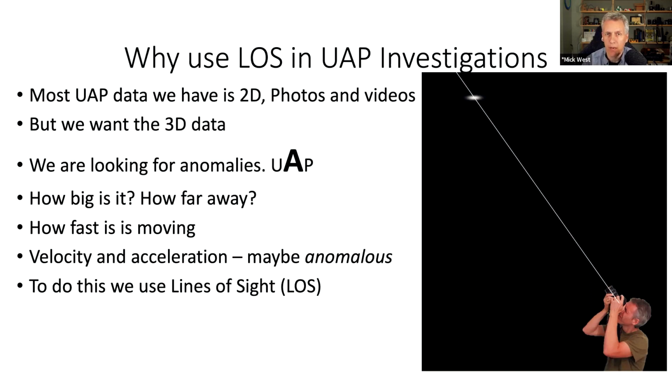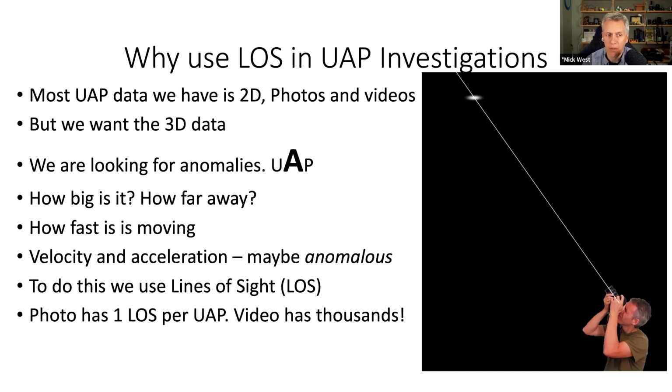And line of sight we get from video and from photos. A photo only has one line of sight. You can see in my little example here with me down in the corner, looking up at a UAP in the sky. There's only one line of sight. But a video would have thousands of lines of sight, because each frame of the video has its own individual line from your camera to the UAP. This is all fairly basic stuff, but I want to make sure everyone knows what we're talking about.